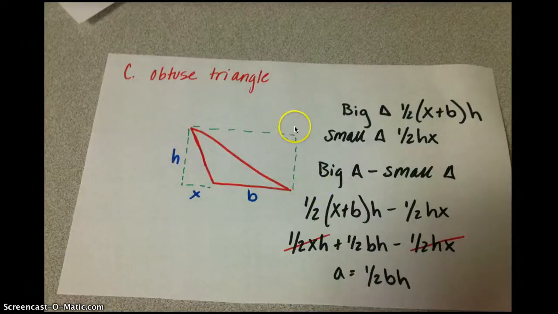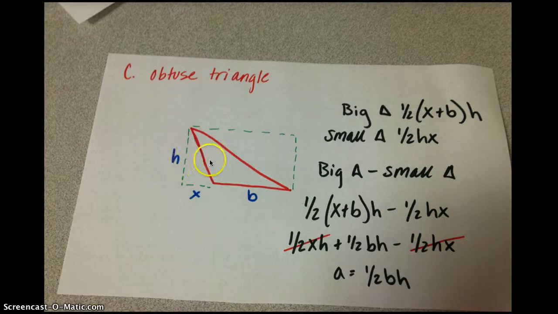The final triangle is an obtuse triangle. This one is a little different compared to the other ones and involves a little more math. What I did is the red is the original triangle, and then I did some rotating to build a rectangle around it, shown by the dashed green lines. I called this little portion right here x, and I called the base of the triangle the base. And then I gave this the height.